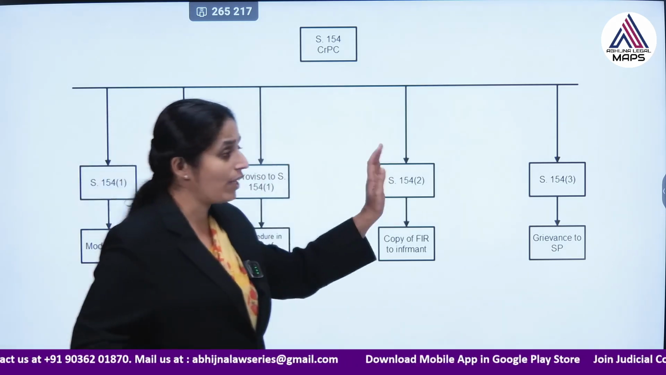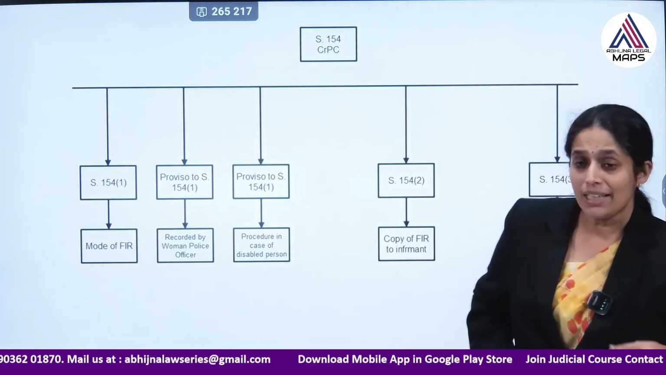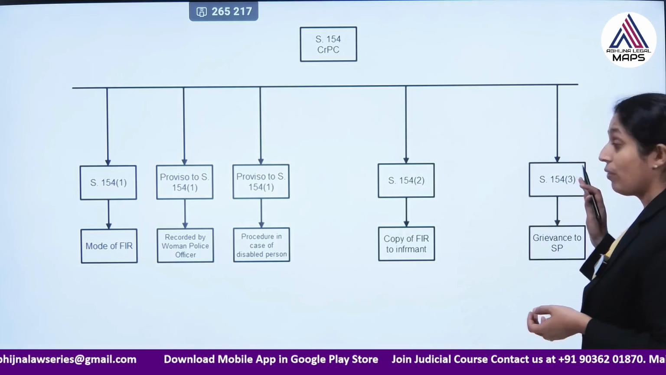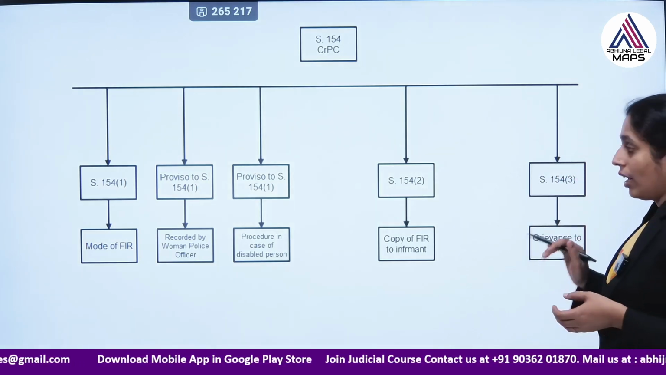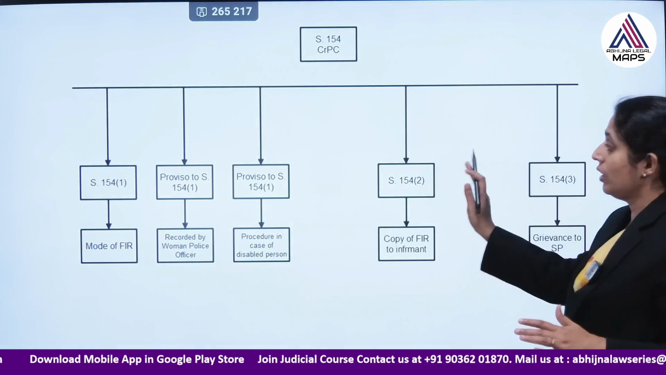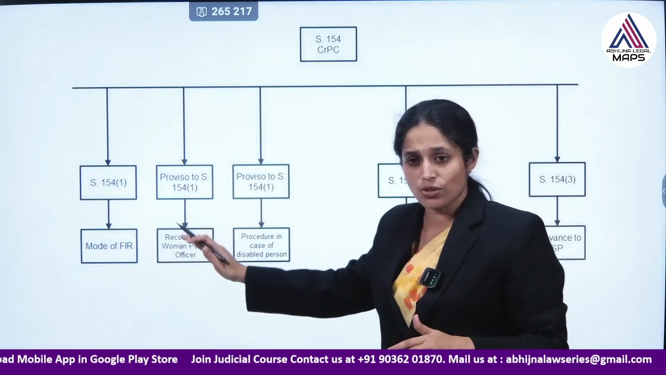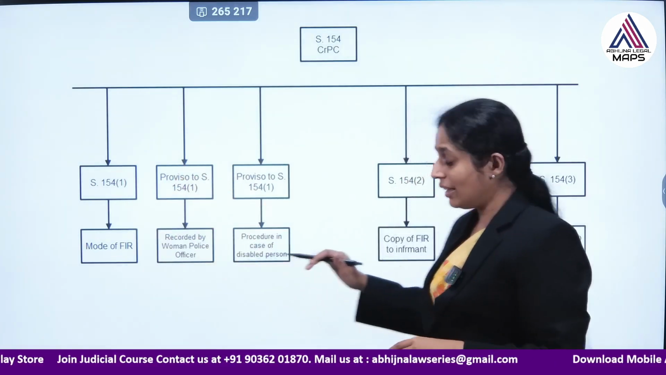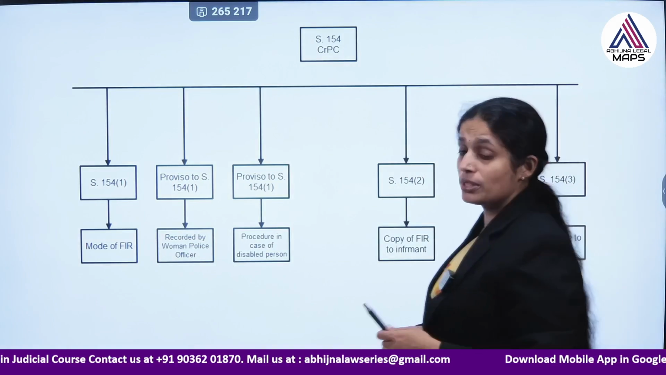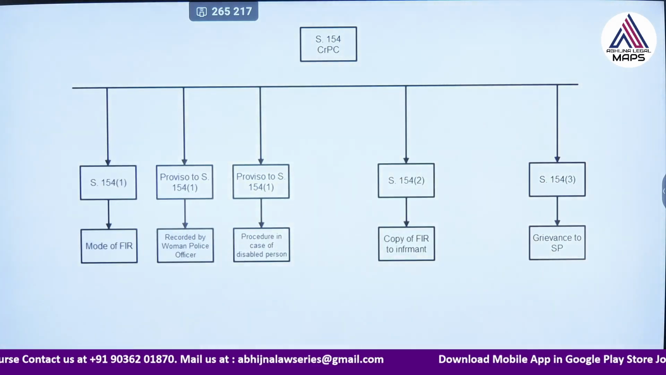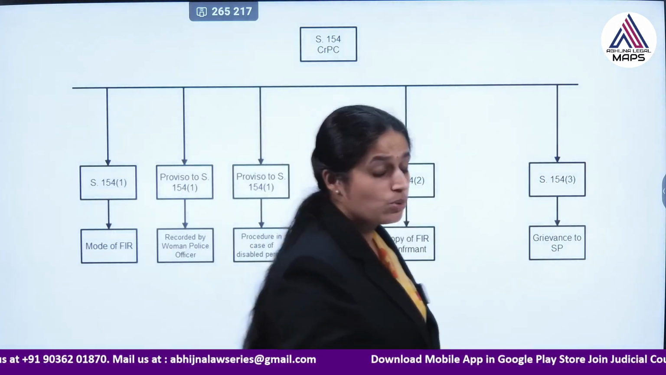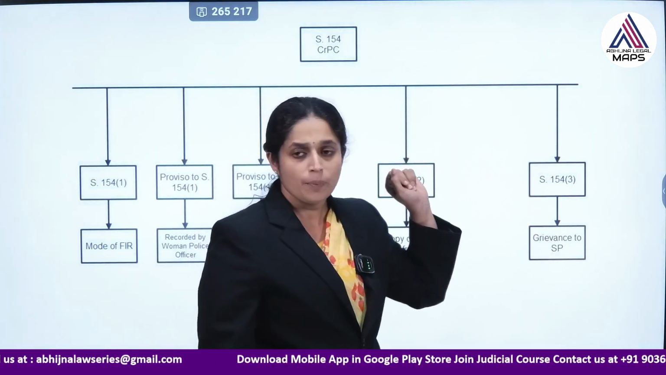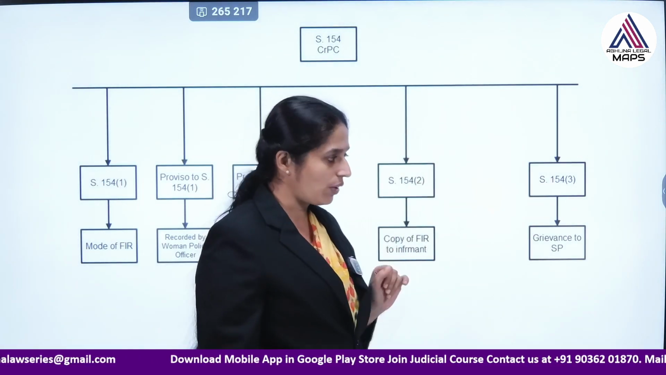Then under section 154(2), it said that a copy of the information has to be given free of cost. As per section 154(3), suppose the procedure fails here and the officer in charge of the police station does not receive the information at this level, then he can post the information to the superintendent of police. That was the main content of this section 154.